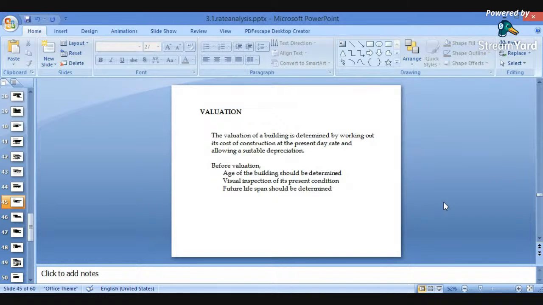Again, valuation: the value of the building is determined by working out its cost of construction at the present day rate and allowing suitable depreciation. After deducting the depreciation, we can find out the value of the property. Before valuation, the age of the building should be determined, a visual inspection of its present condition should be done, and its future lifespan should be determined. So we have to keep in mind these three conditions: the age of the building, the visual inspection of its present condition, and the future life of the building.